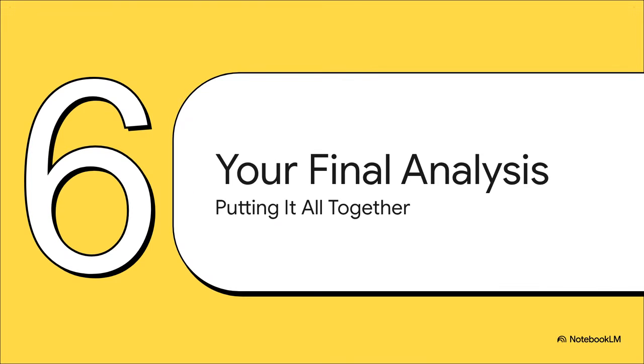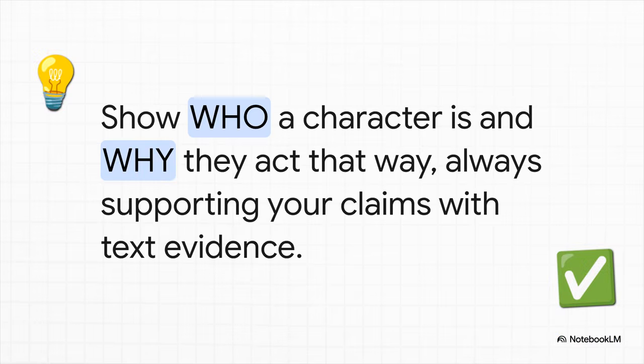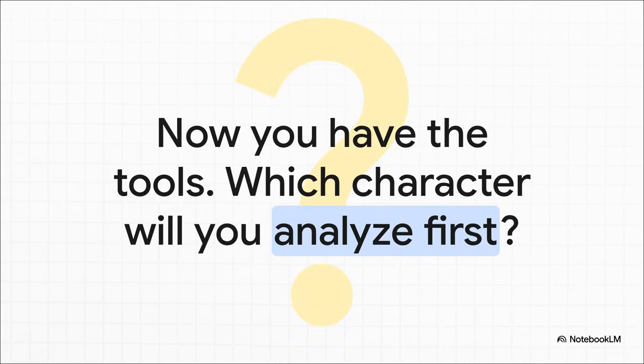So there you have it. Let's put this all together for one final major takeaway. Look, if you remember only one thing from all of this, make it this. A great characterization isn't just about who a character is. It's about why they do what they do. And you have to back it all up with proof from the book. That's the whole game. So now you've got the entire toolkit. You have the structure, the method, all the rules. You are ready to write a truly killer characterization. So the only question is, which character are you going to analyze first?